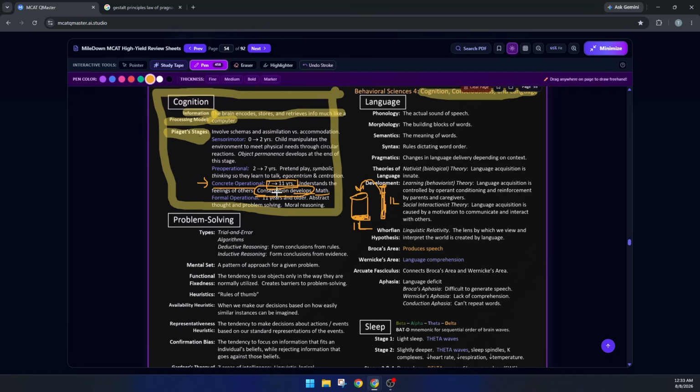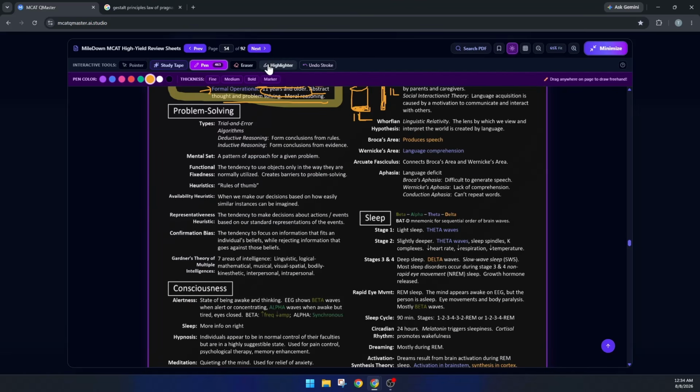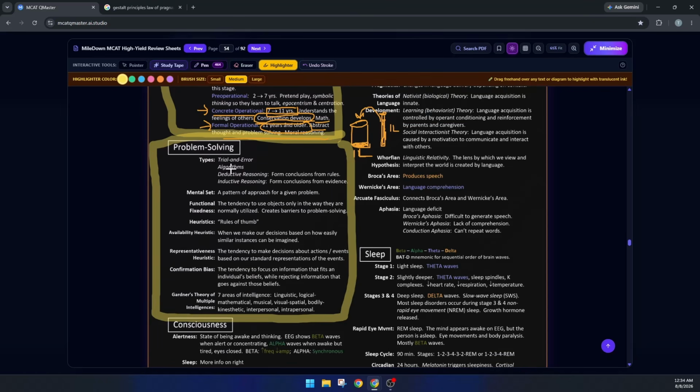Okay, and then 11 years old and older, they have formal operational, which is abstract thought and problem solving and moral reasoning. Okay, good. All right, now we're going to go into problem solving. So this is your cognition, right? So problem solving, people might do trial and error. That should be obvious for a lot of people what that means. If you don't, maybe your elementary school teacher maybe failed you at that point.